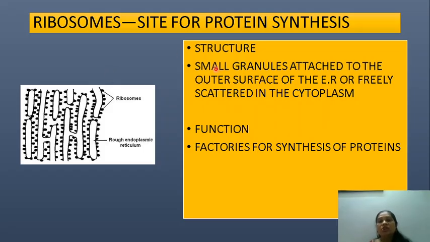Now, what is the structure? The small granules attached to the outer surface of the endoplasmic reticulum are also freely scattered in the cytoplasm. You can see here these black structures are known as ribosomes. Now what is the function? They are the factories for synthesis of proteins. As I told you before, they are the factories. They make up the proteins for the cell.